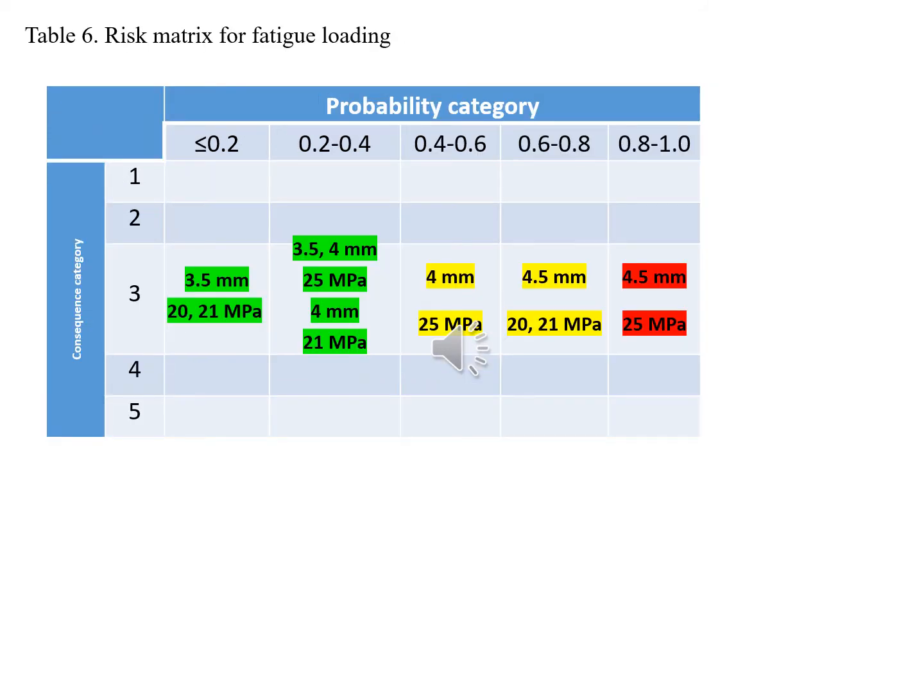These results are also presented in this table. This is the risk matrix, consequence category 3, as I mentioned, and then the probability category is different. It gradually increases with increasing initial crack length and increasing stress amplitude. So the highest probability and the highest risk would be, as already emphasized, for an initial length of 4.5 and stress amplitude 25.